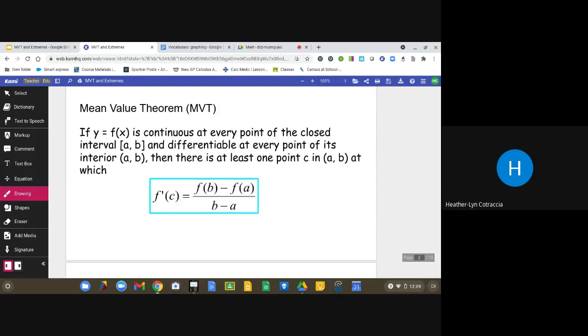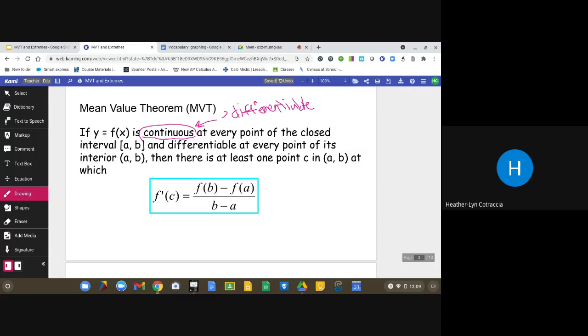So mean value theorem is an existence theorem. So if, and this is so very important, if f of x is continuous. Now, they don't always tell you it's continuous. What they'll do is tell you that it's differentiable. And we all know that if a function is differentiable, then we can also conclude that it is continuous. If a function is continuous at every point on a closed interval and differentiable at every point of its interior, then there is at least one point between a and b at which the derivative at c is equal to f of b minus f of a all over b minus a.